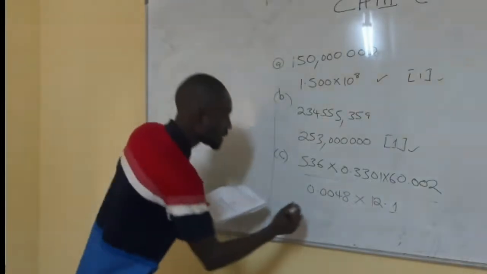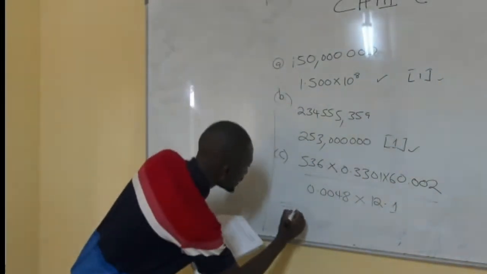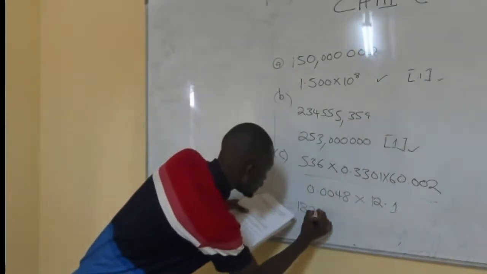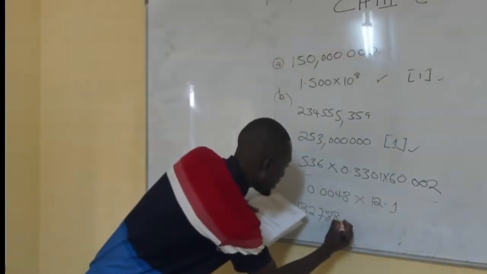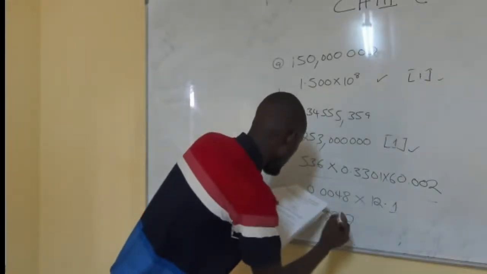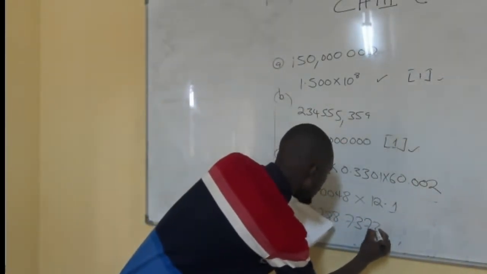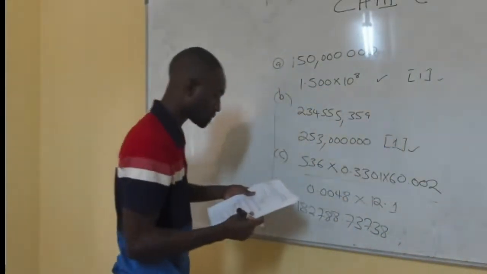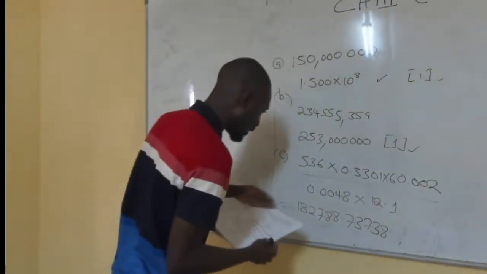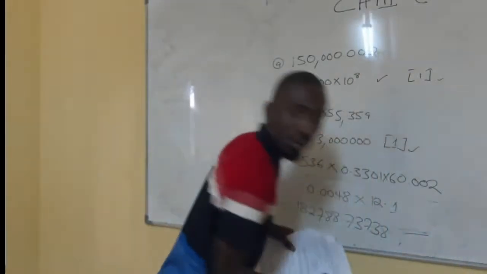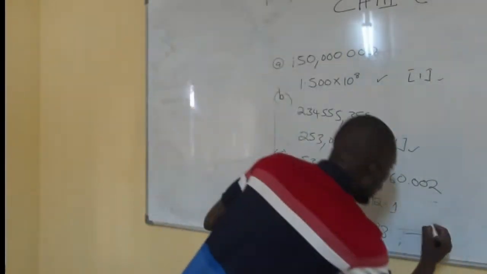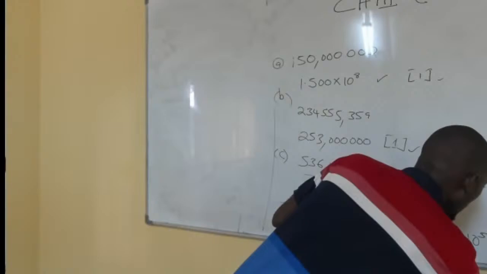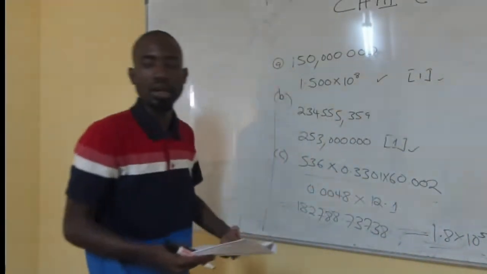Okay, so if you evaluated and your answer was something like 87288.737838, when you have this figure, the answer we expected, when you evaluate this one, should have given you something like 1.8 times 10 to the power 5, which would have earned you 1.5 marks. So if you did this, then you're well and set.